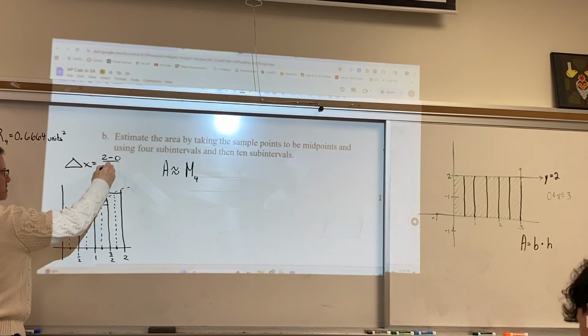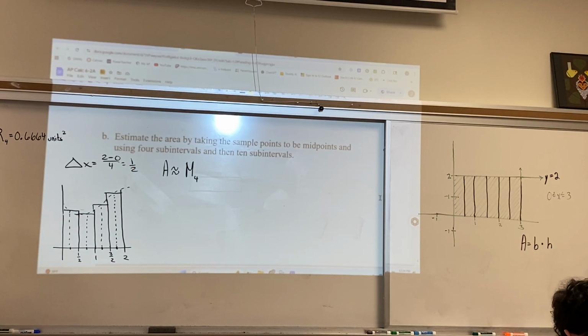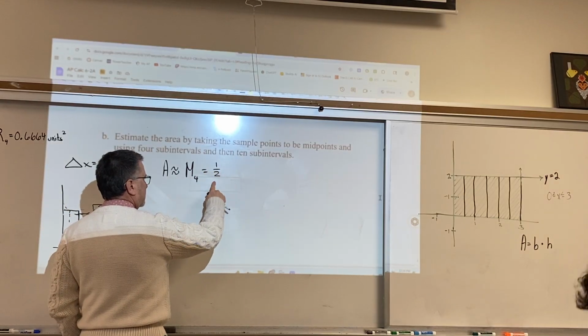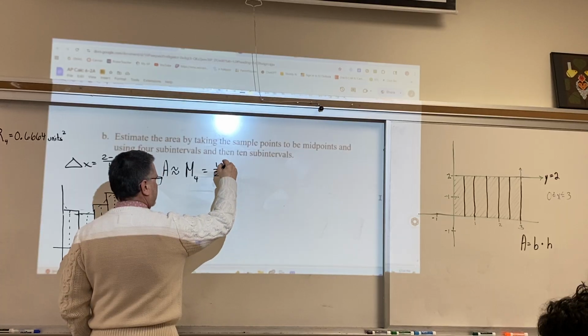1, 2, 3, 4 rectangles. Nothing changed, the width is still the same. 1/2. 1/2 times that height, 1/2 times that height, 1/2 times that height, let's factor it out.